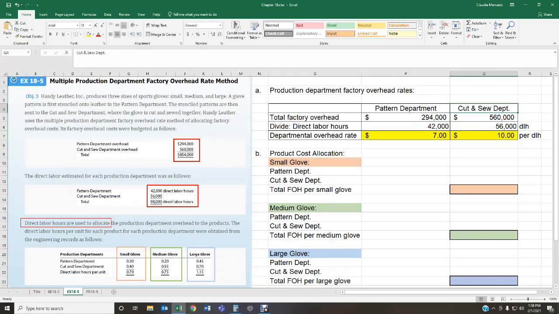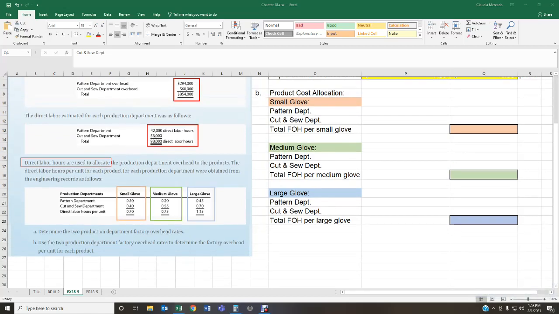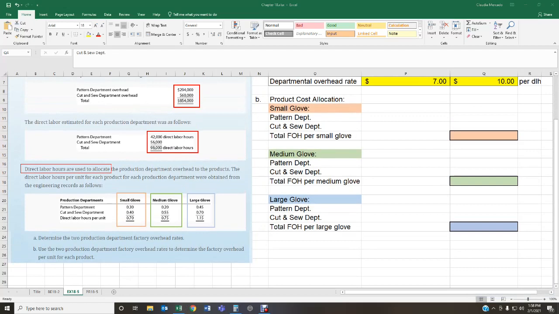Now, requirement B: we have to use the two production department factory overhead rates to determine the factory overhead per unit for each product. So now we're going to break it down by product. We have the small glove, the medium glove, and the large glove. I've created 3 separate sections, and we're going to figure out how much time is being invested in the pattern and the cut and sew departments to get the total factory overhead costs to be allocated to each of those products.